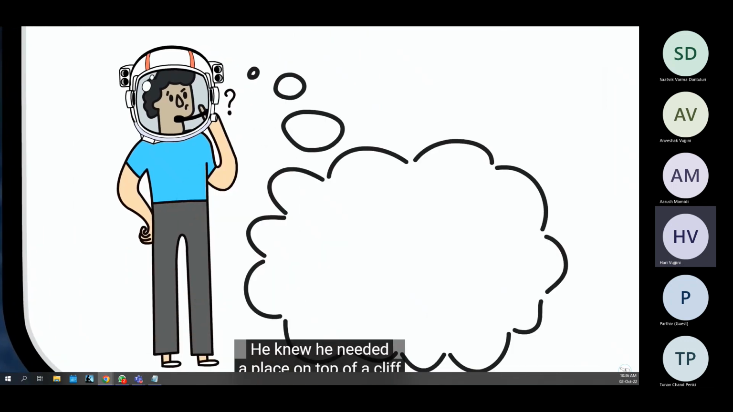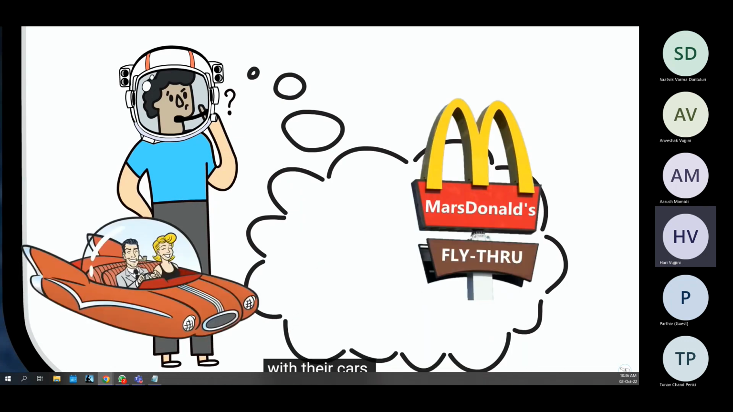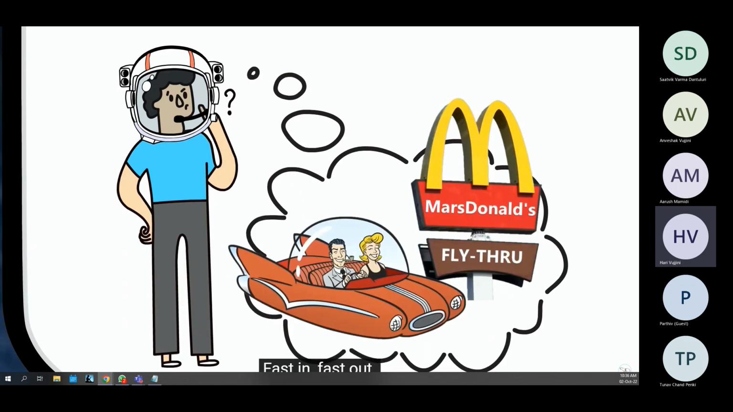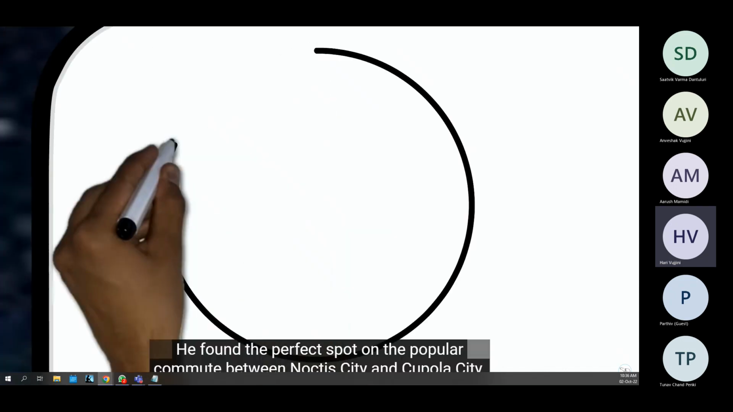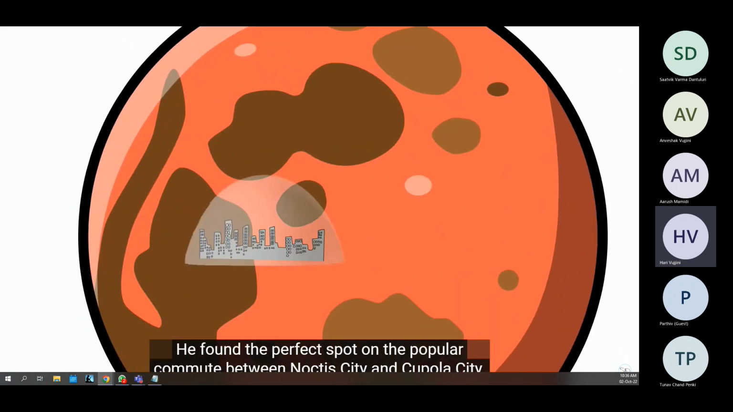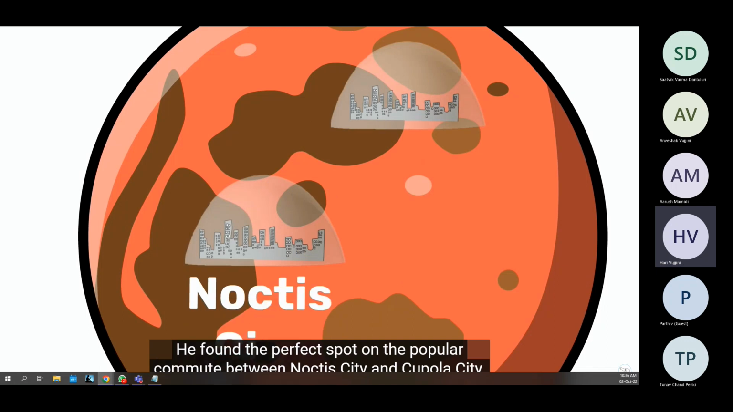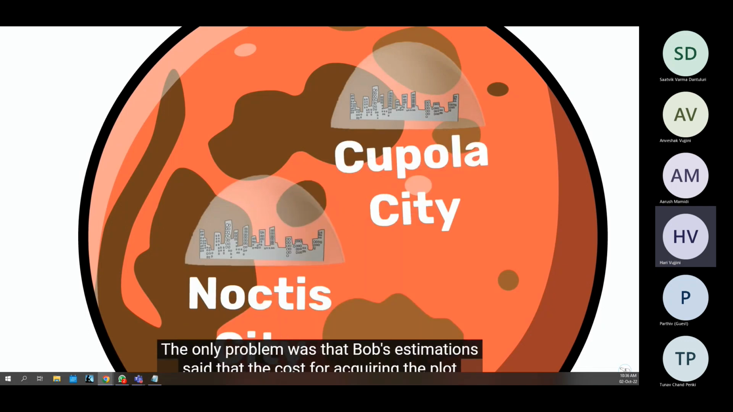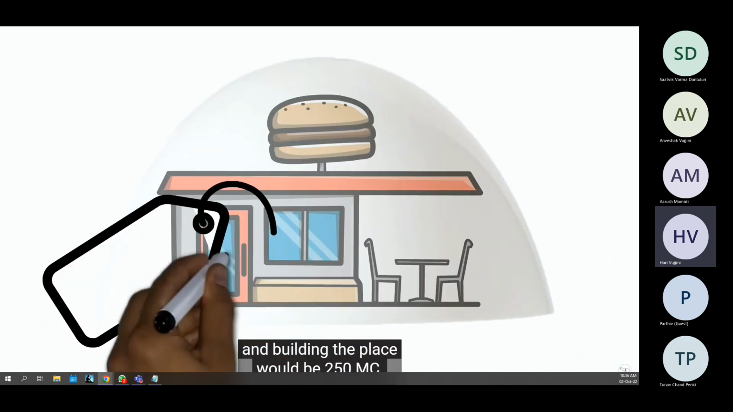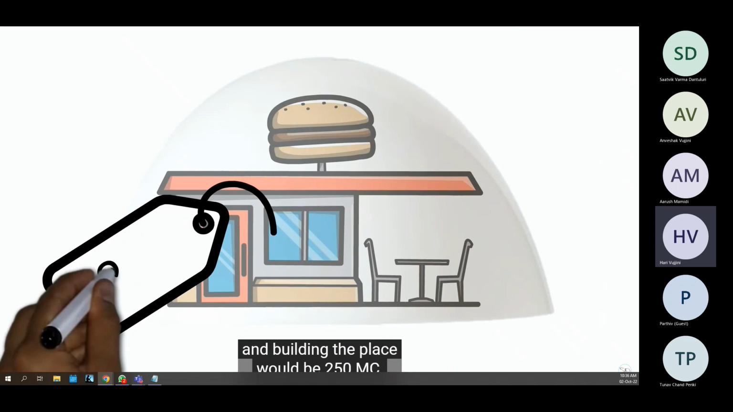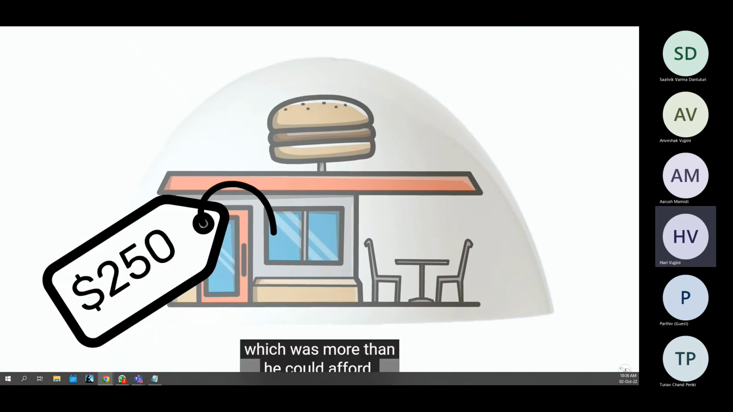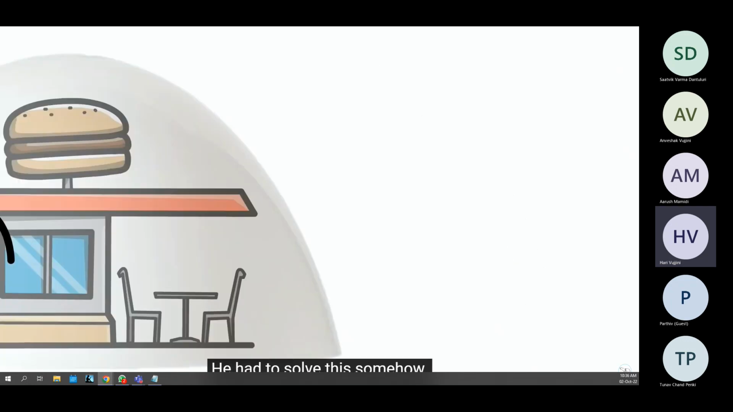He knew he needed a place on top of a cliff so that people could easily access the fly-through with their cars. Fast in, fast out. He found the perfect spot on the popular commute between Noctis City and Cupola City. The only problem was that Bob's estimations said that the cost for acquiring the plot and building the place would be 250 MC, which was more than he could afford. But it was the perfect place. He had to solve this somehow.